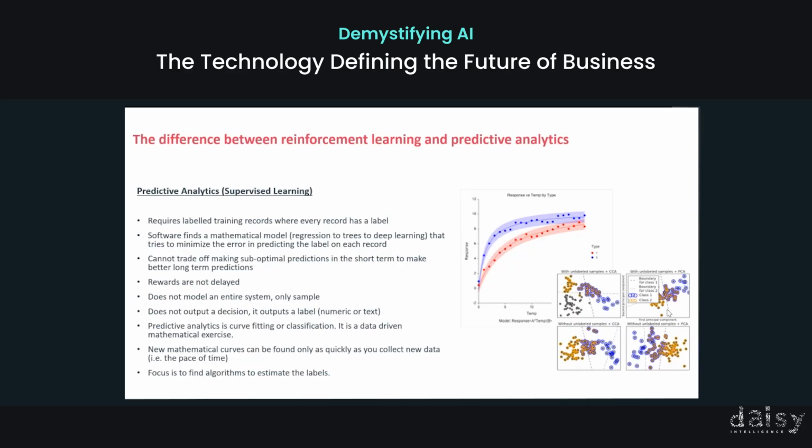The reward, if there's a concept of reward, is not delayed. The error is the reward. You're trying to minimize that error and you're trying to accumulate that minimum error. Typically, you're not modeling an entire system. You're typically taking samples of a system. You might be modeling a response to a direct mail campaign. So that's not looking at the whole business. You could model sales at the whole business level, but you're not modeling at a very granular decision-making level. Typically, it doesn't output a decision.